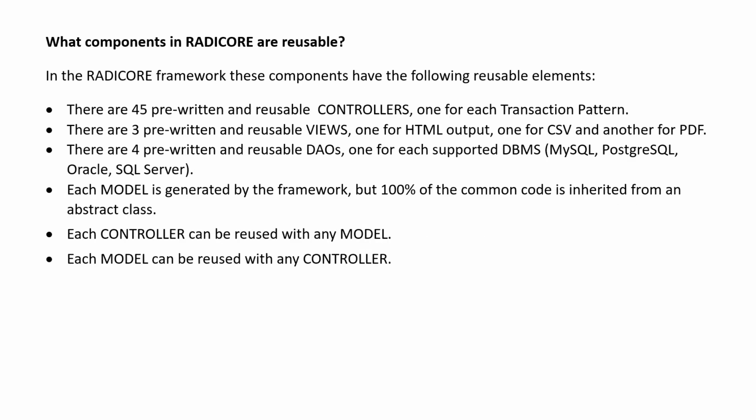In the Radicore framework, these components have the following reusable elements. There are 45 pre-written and reusable controllers, one for each transaction pattern. There are 3 pre-written and reusable views, one for HTML output, one for CSV, and another for PDF. There are 4 pre-written and reusable DAOs, one for each supported DBMS, MySQL, PostgreSQL, Oracle, and SQL Server.